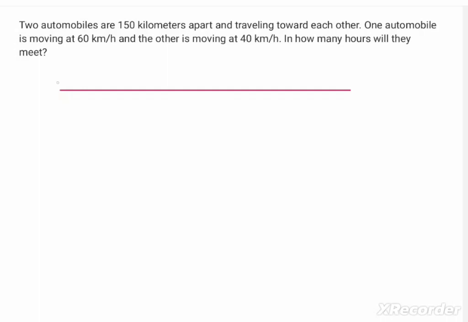So let's say we have one here and that is moving at 60 kilometers per hour, and then there's another one, and they are moving towards each other and meeting somewhere in between. So let's say they are meeting here. In how many hours will they meet?